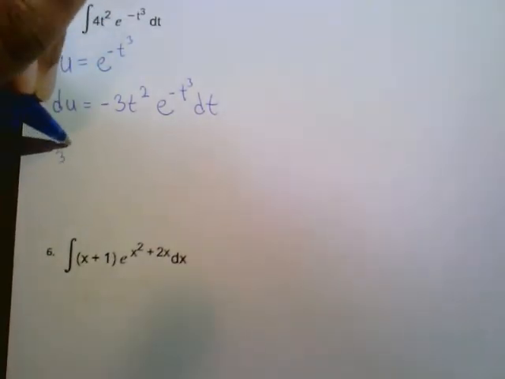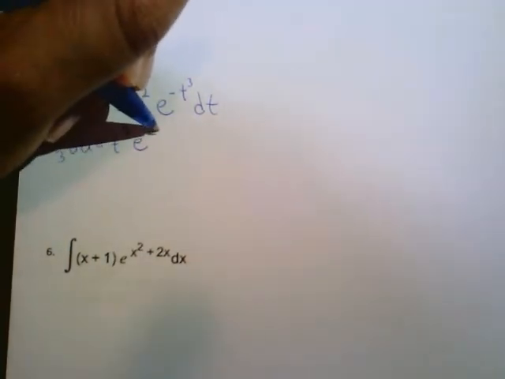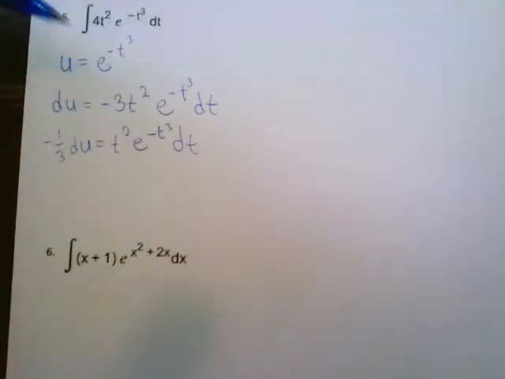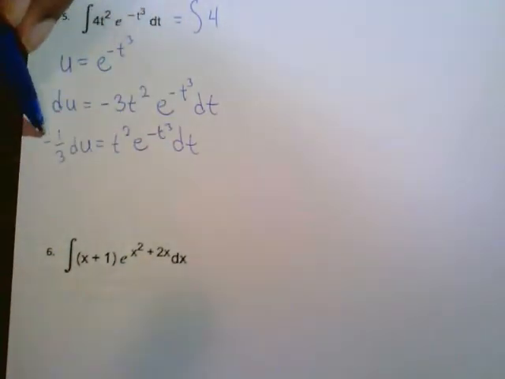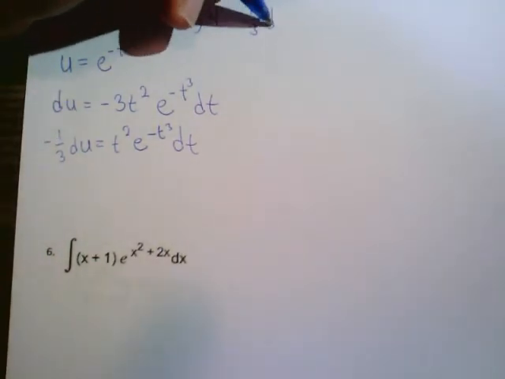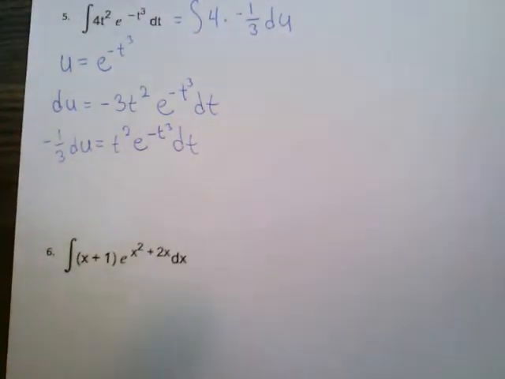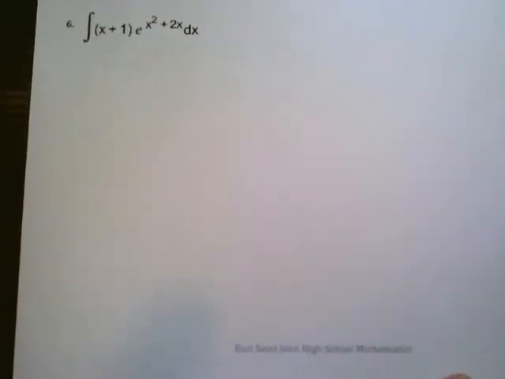So negative 1/3 du equals this, which is what we're going to end up substituting out of the equation. So then this will equal the 4 stays, and we have t squared, the e to the negative t to the third dt, all being substituted out and replaced with negative 1/3 du. And then from there, it is very similar to the way that we did number 4 previously.